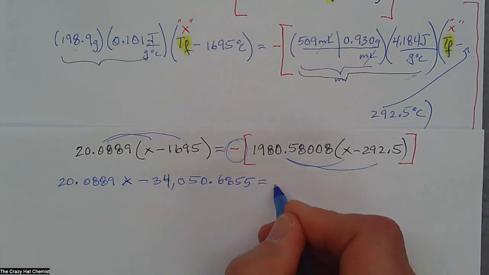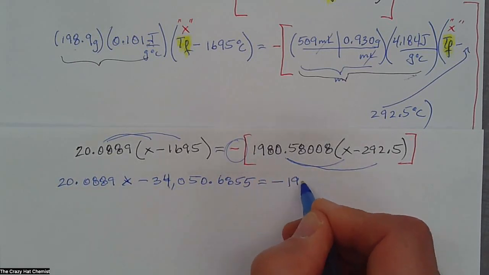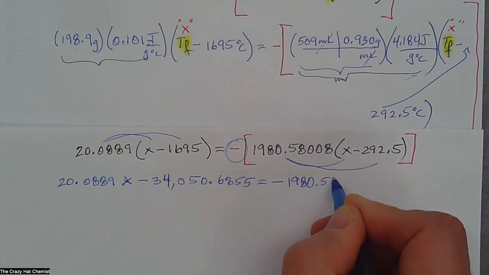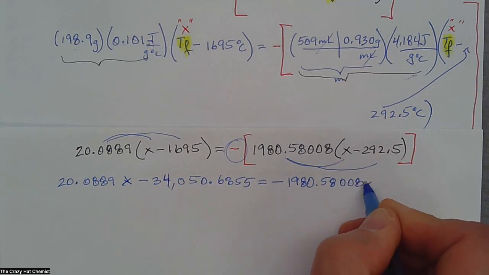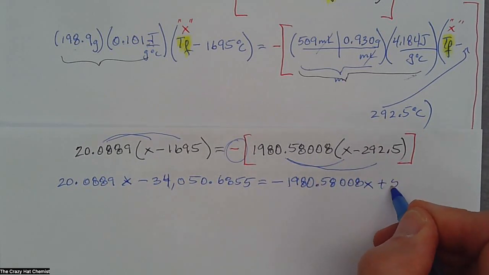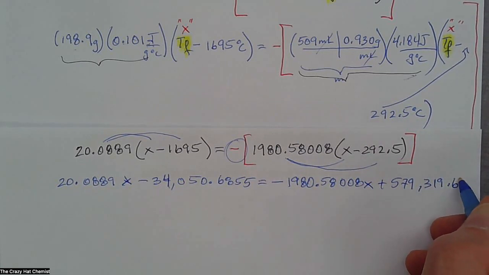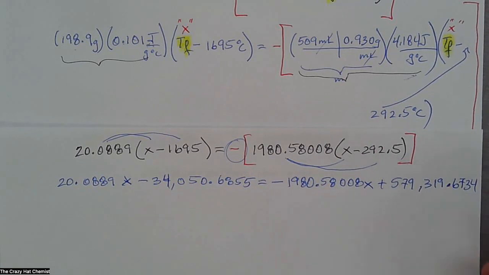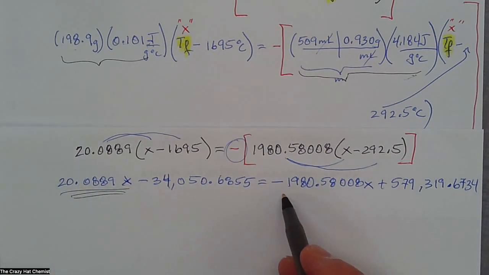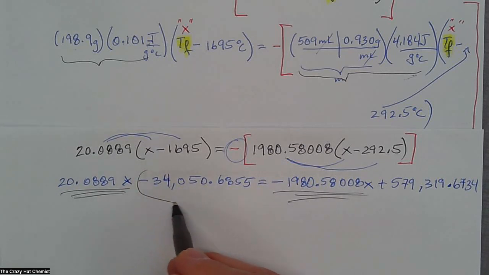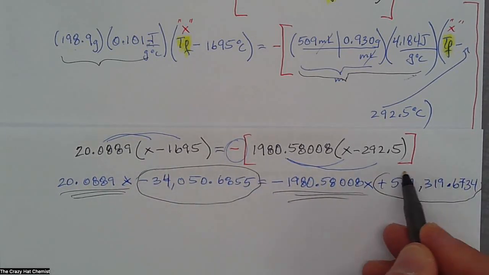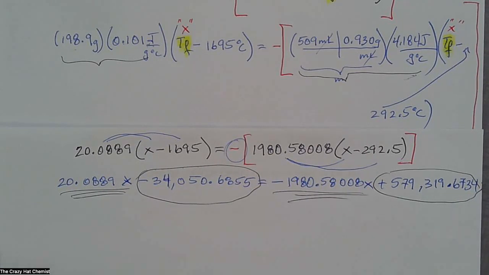34,050.6855 is equal to negative 1980.58008x plus 579,319.674. Okay. All right. And then what we're going to do is combine our like terms and then our other like terms right there. Okay, and so we're going to take all our like terms and our non-like terms. We're going to take all the x terms to one side and all the non-x terms to the other side.